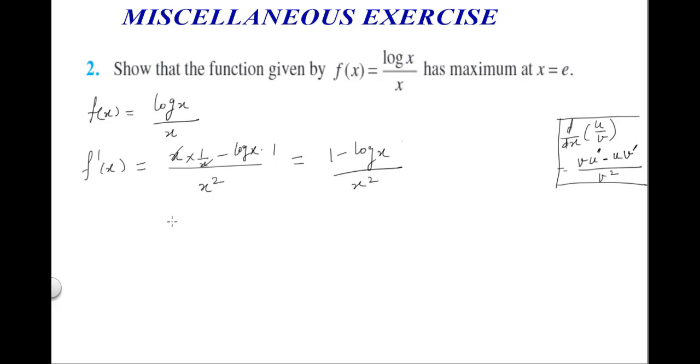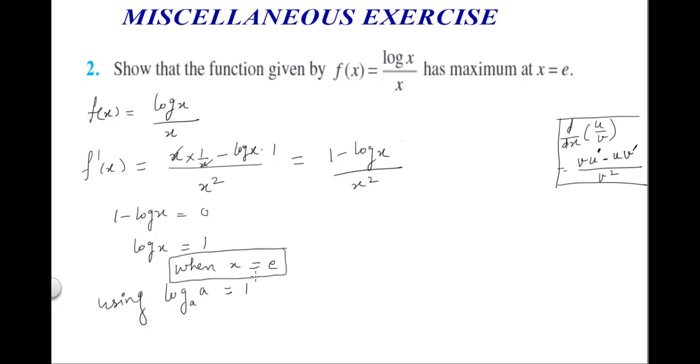Now we can put it equal to 0 to find the critical point. Putting it equal to 0, 1 minus log x will be equal to 0. Now we get log x equal to 1. And it is possible that the value of log x comes as 1 when x is equal to e, because here it is natural log, which means the base is e. So log base e of e. Let me write the identity: when the base and the value whose log is to be calculated are the same, the result is 1. So this is our critical point.